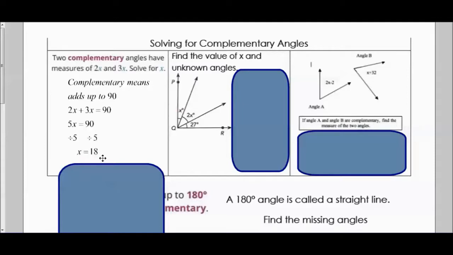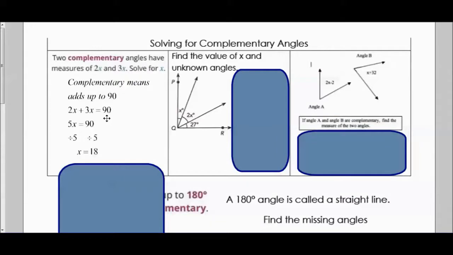We could actually test that if we wanted to. We could plug 18 back in for 2x, and for 3x we would do 2 times 18, that would give us 36, and 3 times 18, that would give us 54. You could add those together, and that would give you 90. You really just plug it back into this equation, and you can see it would give you 90.